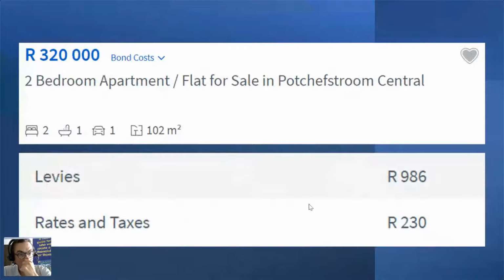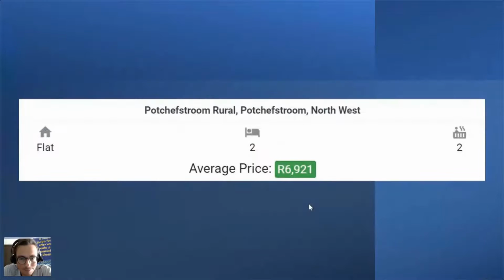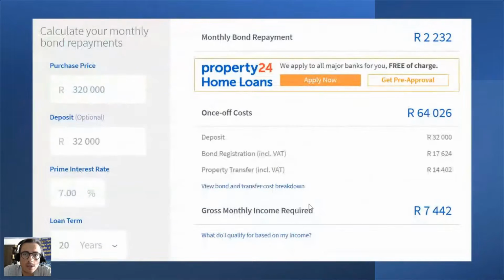So here the property is being sold for 320,000. So that's less than 10% of what the Greenpoint property was selling for, and it's 100 square meters. It's even bigger than the Greenpoint property. That's crazy for me. Levies 986, rates and taxes 230. I again use the Pocket-Let app. It says 7,000 as rental. I then also did the monthly bond repayments. Based on a full asking price of 320, your bond repayment is 2,232.